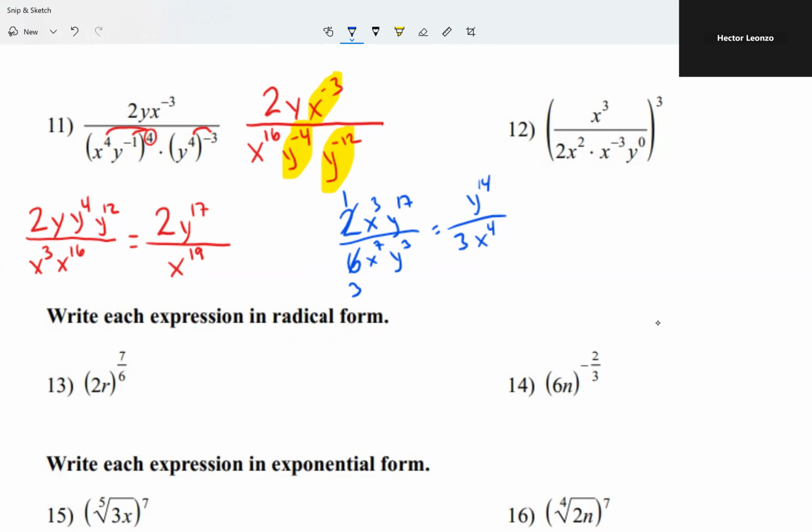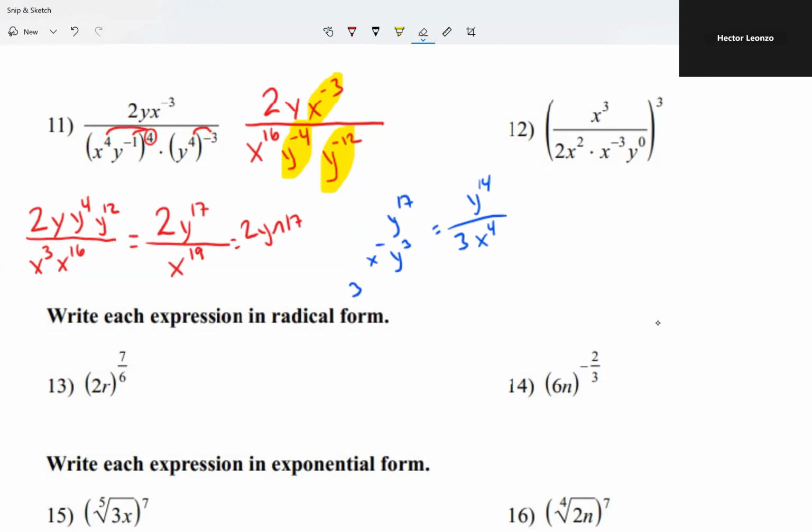Okay, now let me come back to number 11. Let me come back to the red. Nothing I can do, right? That's simplified. That's it. So how am I going to type this? I'm going to write it how you guys will type it. Everything that is on top of the fraction, I'm going to write this as 2 y to the 17th.